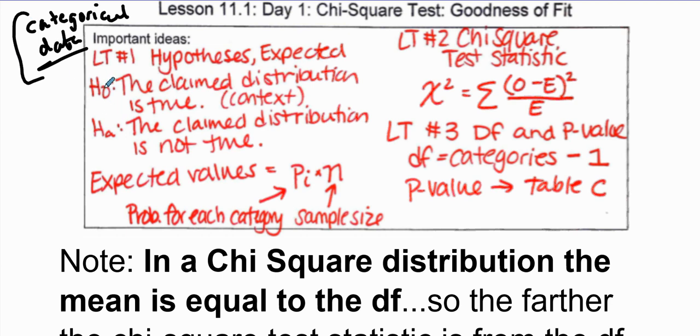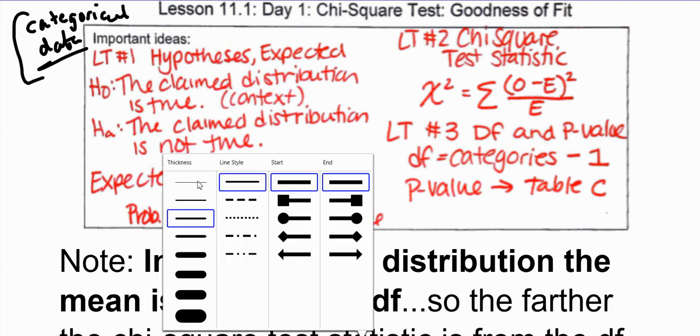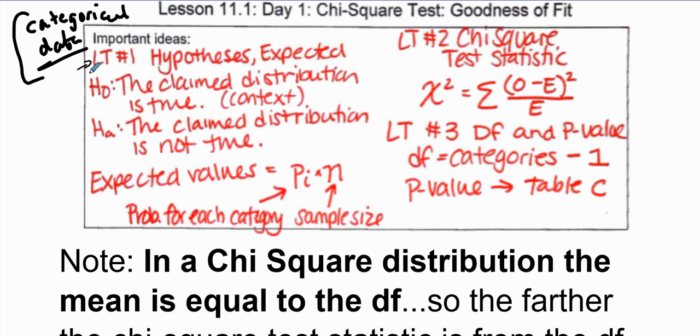So categorical data. The second thing that we want to look at is that when we're making our plan, we're going to state our hypothesis and the expected values. So we have to know what our expected values are. Essentially our null hypothesis is that the claim of the distribution is true. So in context, whatever claim they're making about a certain distribution of the categorical data, we're saying that's going to be true. Our alternative hypothesis is simply stating that the claim of the distribution is not true, whatever that may be.